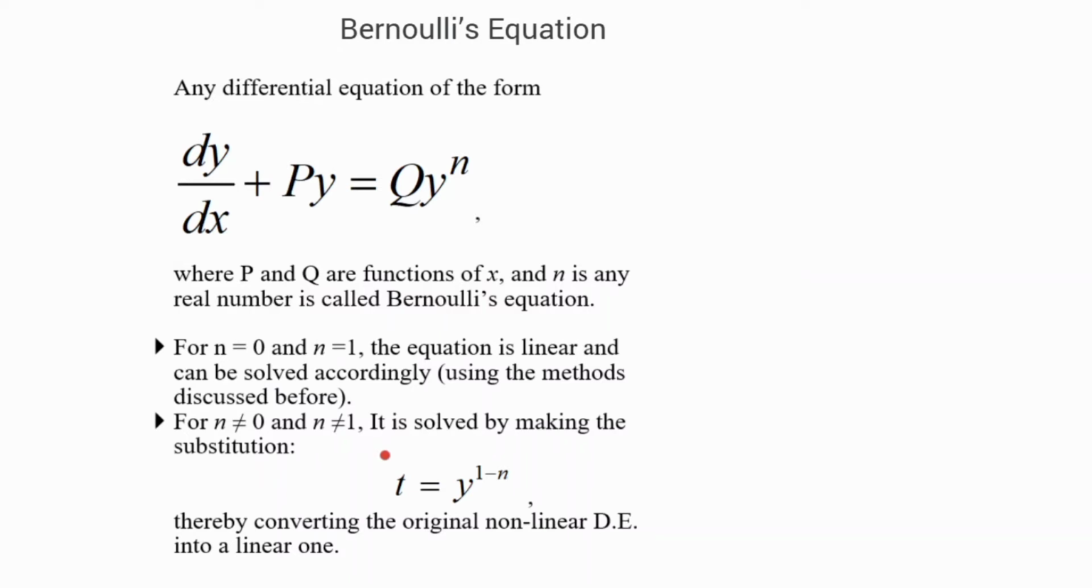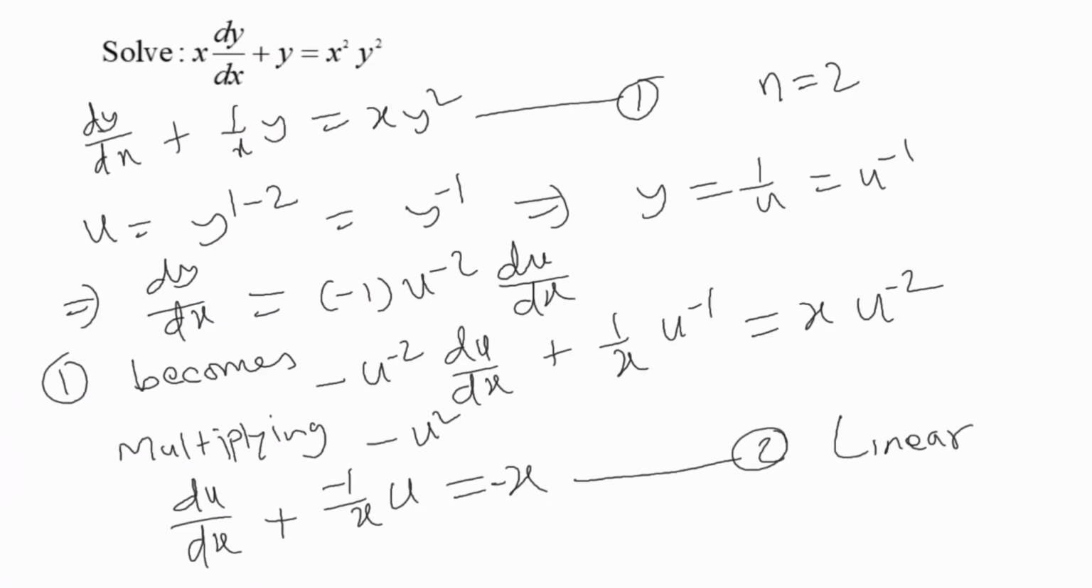According to Bernoulli's transformation, we have to change our dependent variable from y to t equals y^(1-n). We have to choose n from our standard ordinary differential equation. So let us consider an example. Here I consider x dy/dx + y = x^2 y^2.